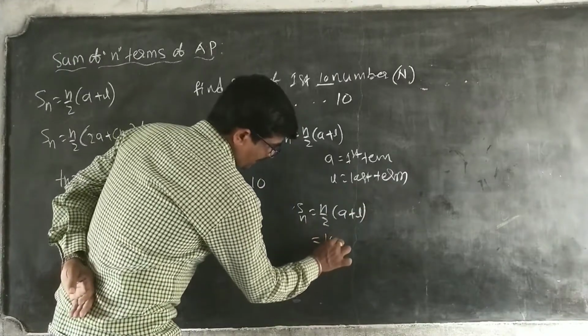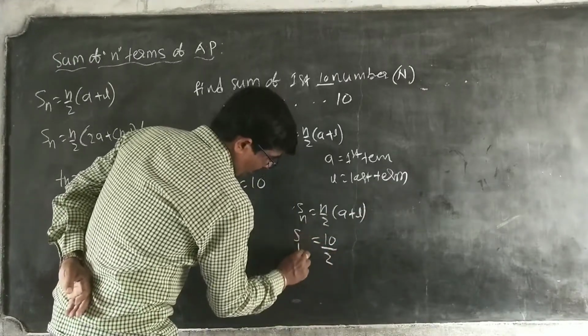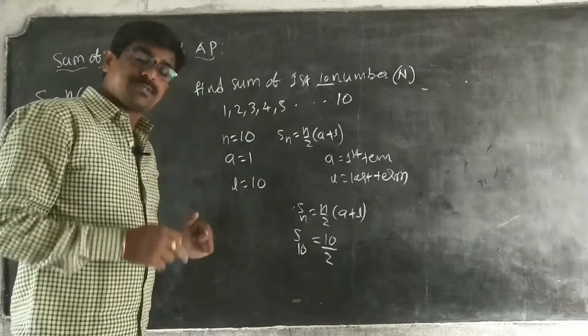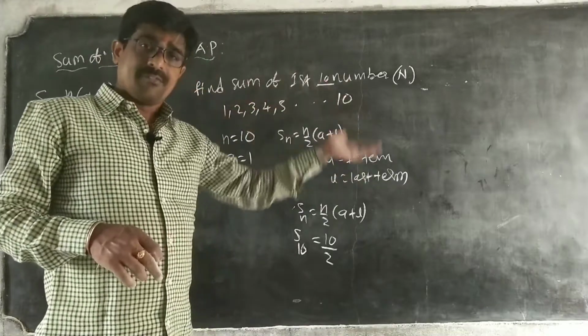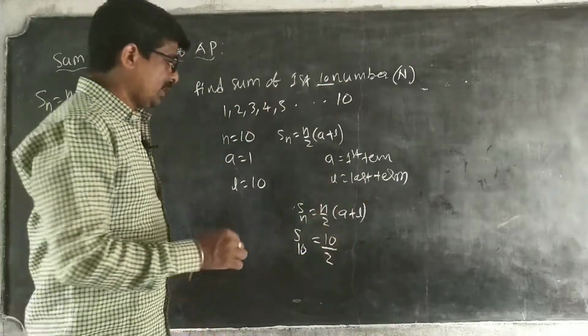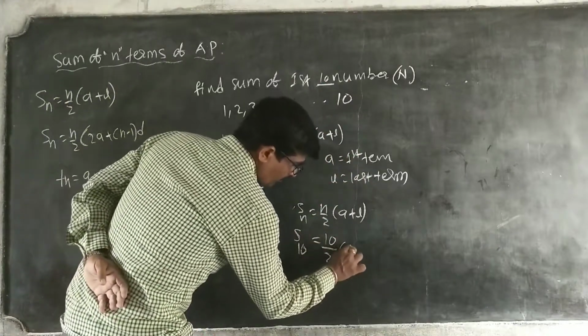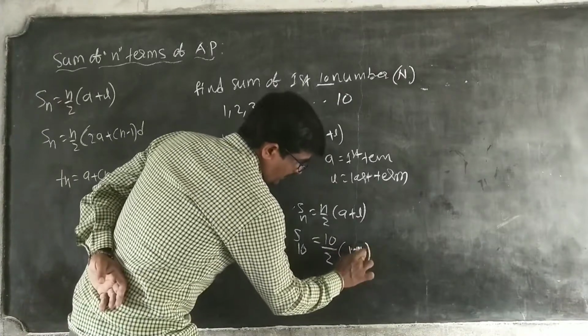N means 10 by 2. S10, we are finding the sum of the 10 terms in the series. This is a general method, even if you have other terms, we find it with this method only. A means 1, L means 10.